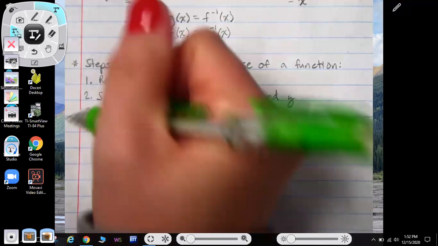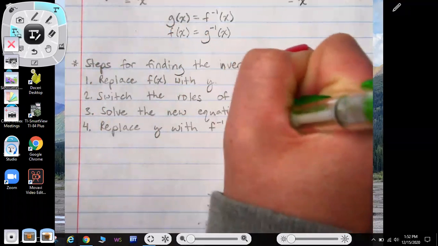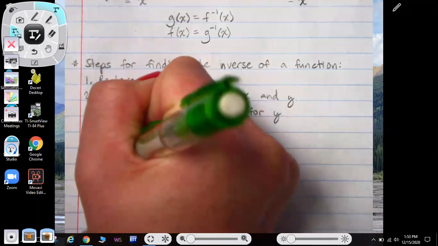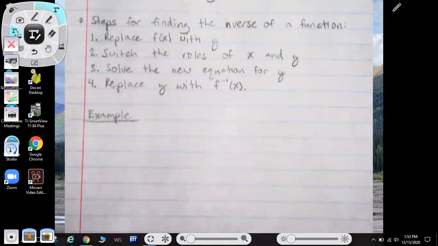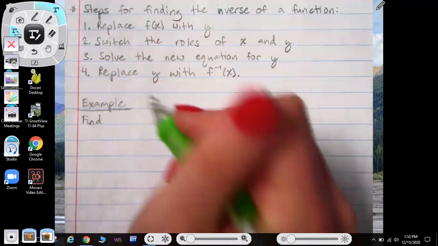Last step, step 4, replace y with f inverse of x. Or whatever the inverse notation needs to be. If it needs to be g inverse of x, h inverse of z, whatever's given to us. You just replace y with the inverse notation. Let's work an example. Okay, our instructions, find the inverse of the following functions.